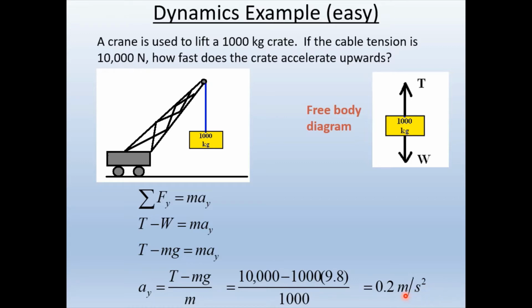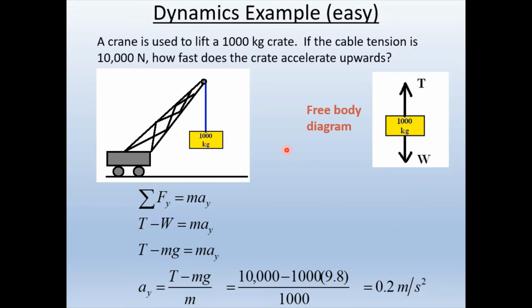Notice that the acceleration came out to be positive. Can you think about what that means in terms of the direction of the acceleration? Well, since we called the upward direction positive, remember tension was our positive force and weight pointing down was our negative force. So the acceleration here is a positive number, so that is an upward acceleration. So the crate is accelerating upward.